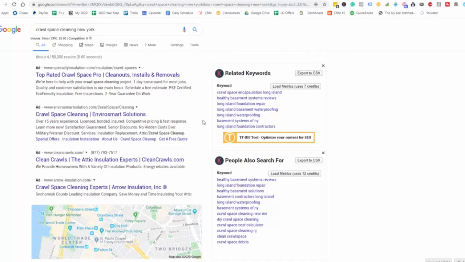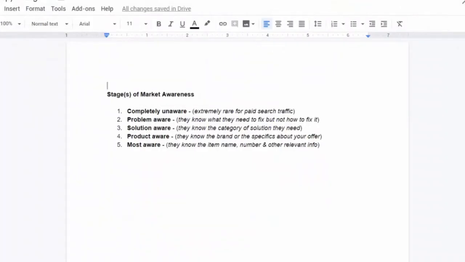But just for example, we could talk about the benefit of cleaning your crawl space or having it cleaned, and then the solution that it actually provides, right? So there are a lot of different ways that we can go about this, and we're going to walk through a lot of them in this particular doc.